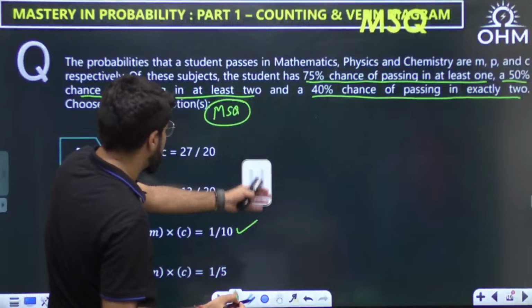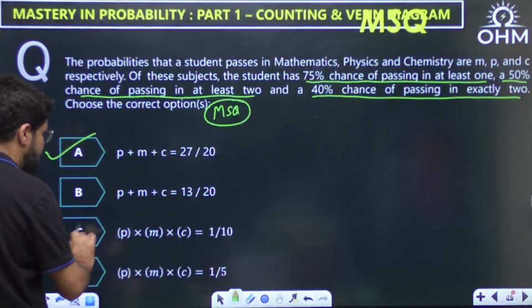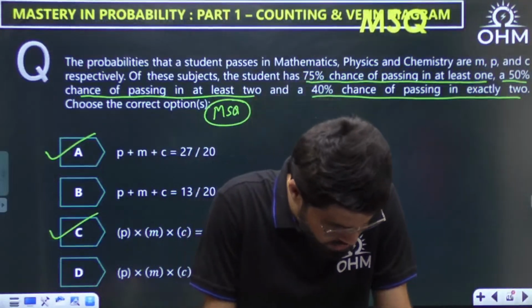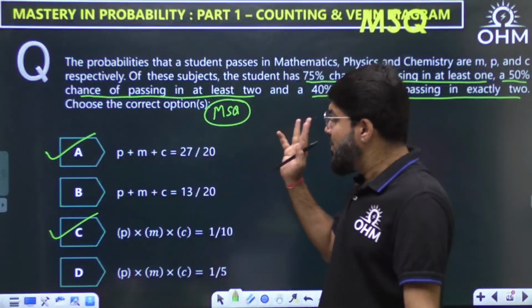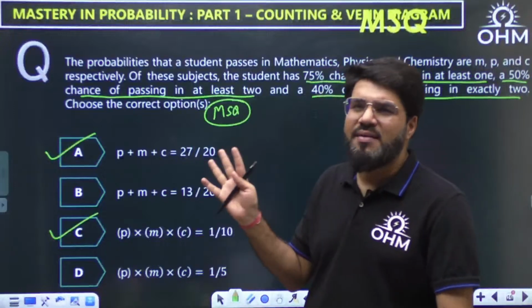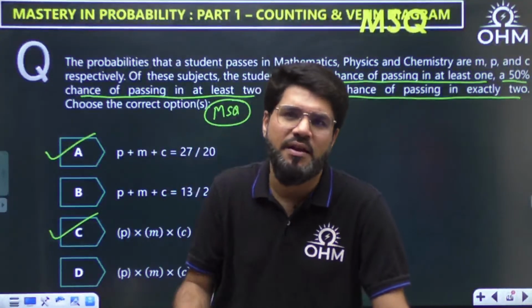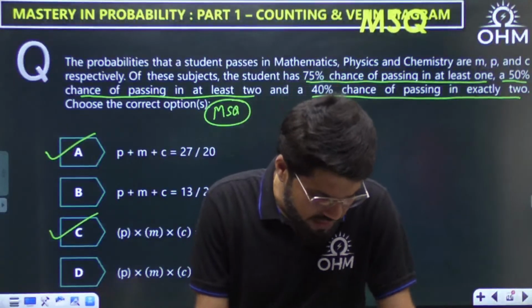So to this MSQ question, option number A as well as C. MSQ, multiple select question, one or more than one can be correct. So here two choices are correct. This is a good question based on 3 Venn diagram. 2 Venn diagram also we understood, that is also very much expected, a little bit simpler. 3 Venn diagram, a little bit better question. So this is option number A and C.